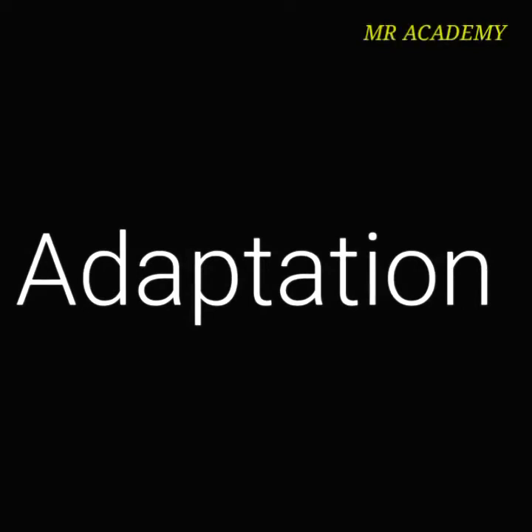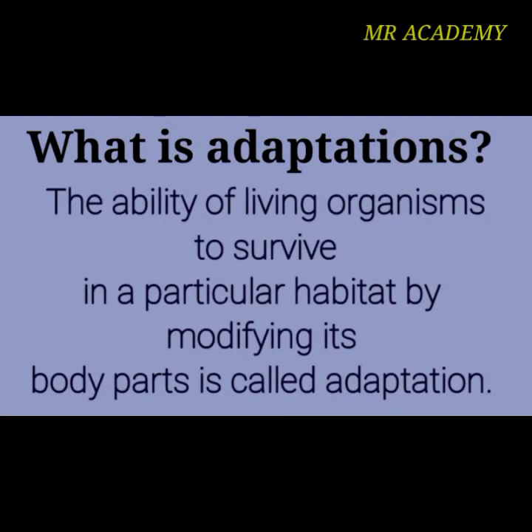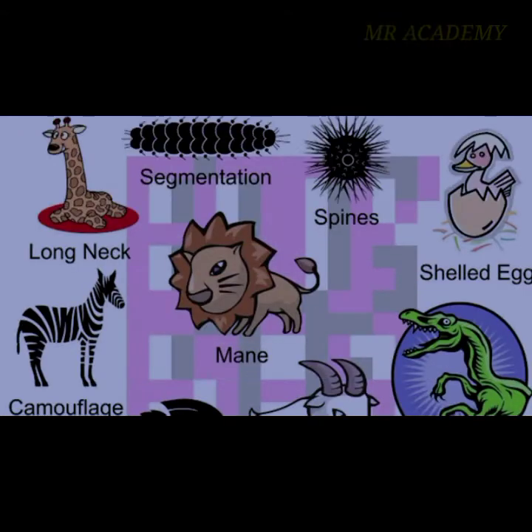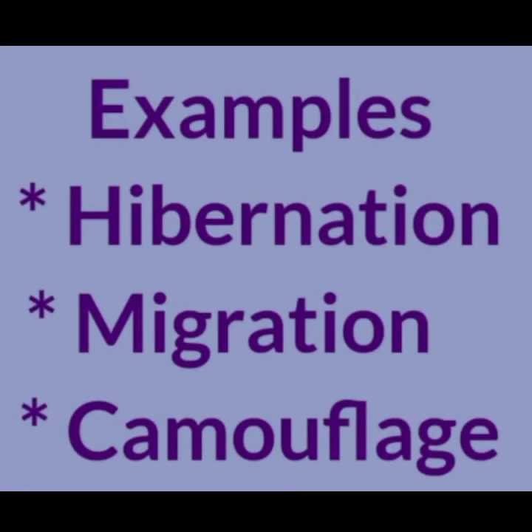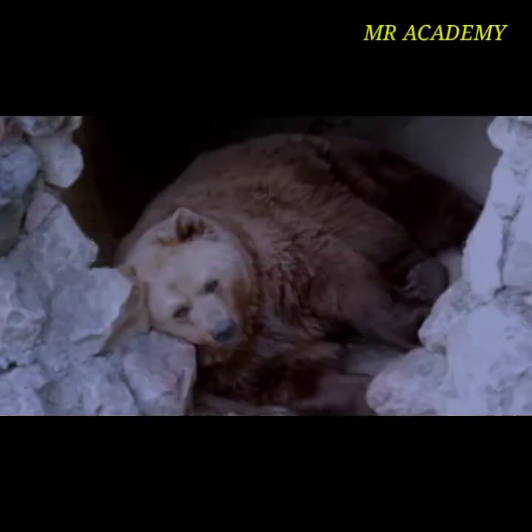Now let's come to the next topic, that is adaptations. What is adaptation? The ability of living organisms to survive in a particular habitat by modifying their body parts is called adaptation. Children, living organisms possess some special characteristics that enable them to survive in a particular environment. This is adaptation, and these special features or characteristics are called adaptive features, like hibernation, migration, camouflage. These are some special adaptive features. Let's learn about these features.